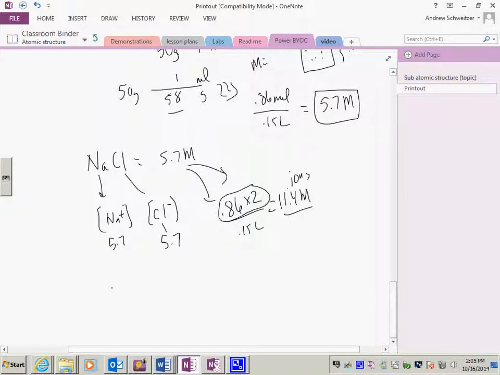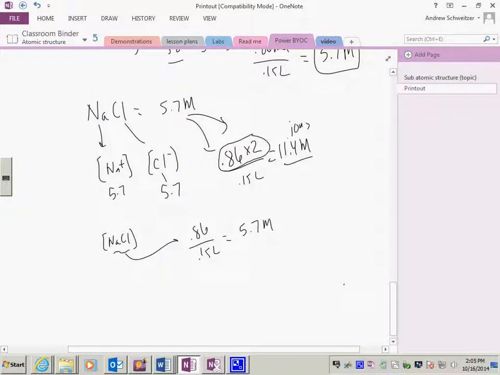And of course, if they ask me for just the concentration of the sodium chloride, well, how many sodium chlorides do I have? I have 0.86 of them, and it's in 0.15 liters. So this is also 5.7 moles per liter. And that's pretty much about it.